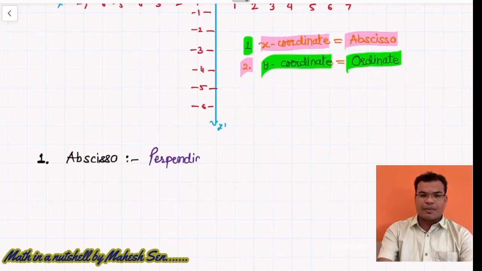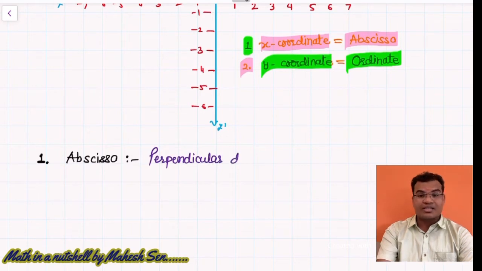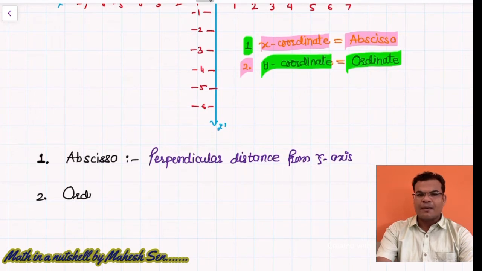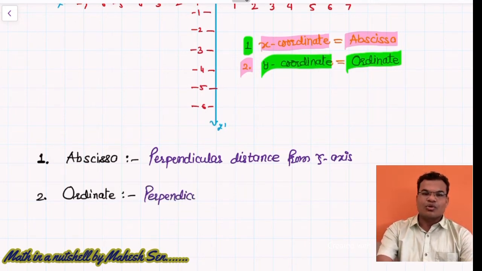We generally draw the perpendicular distance from the y-axis, and this perpendicular distance from the y-axis is called the abscissa. If somebody is asking you the definition, you can write: this is a perpendicular distance from the y-axis. Similarly, we write the reverse of this, the ordinate. Ordinate is also a perpendicular distance, but this time it is the perpendicular distance from the x-axis. So both definitions are clear, the abscissa and ordinate.